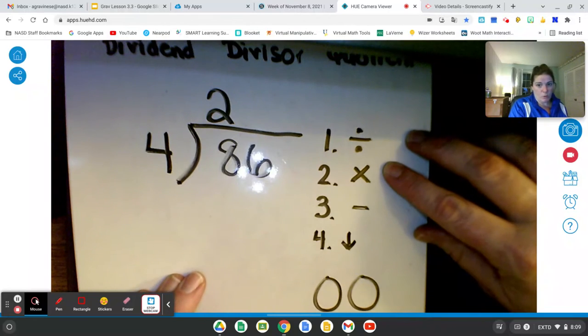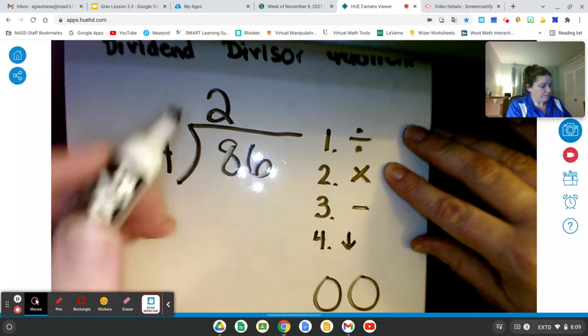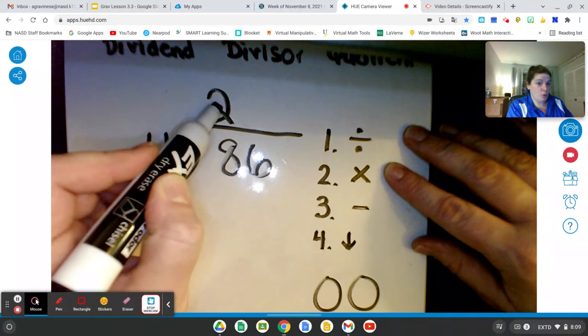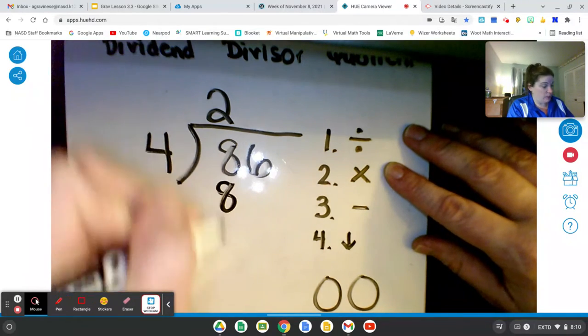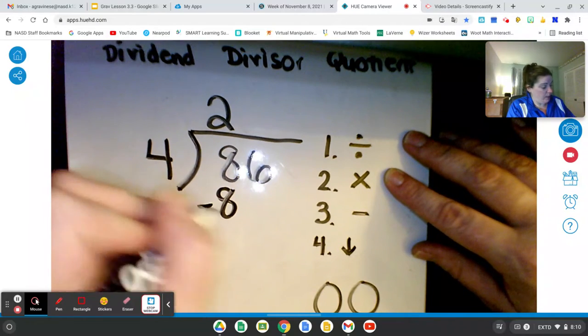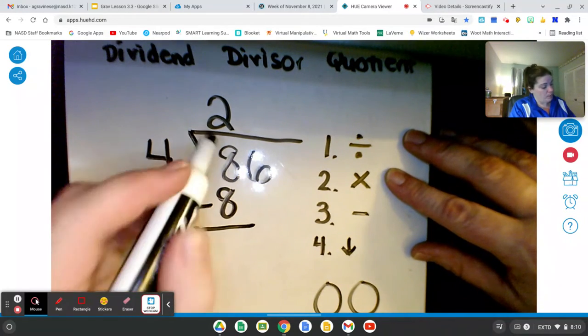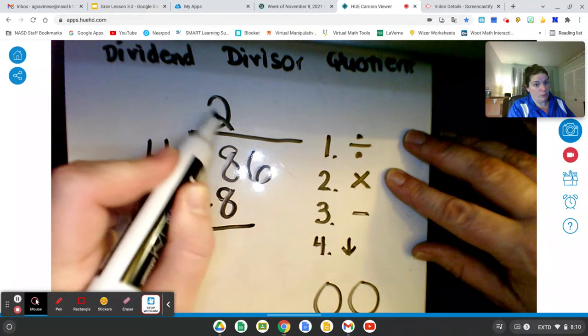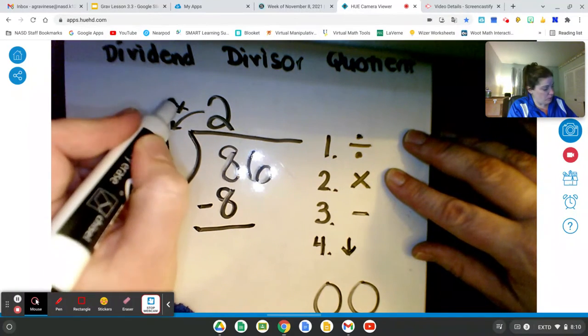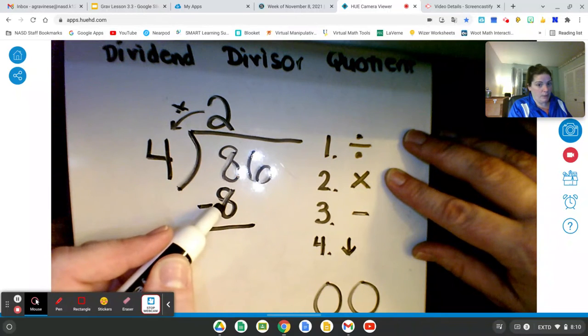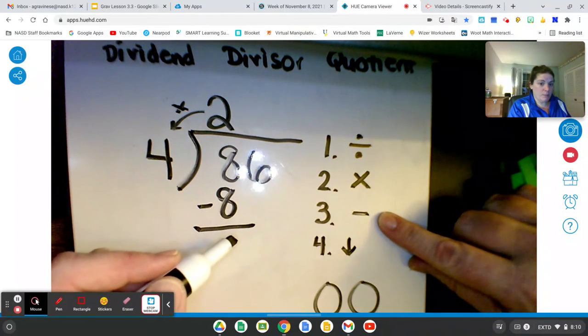My second step is multiplication, and that would just be like, I was able to put 2 of those tens rods in each of the 4 bins, which gave me exactly all 8 that I had. So our second step is to take this 2, the number you wrote up here, and multiply it by our divisor. And we write it down here. Our next step is to subtract.